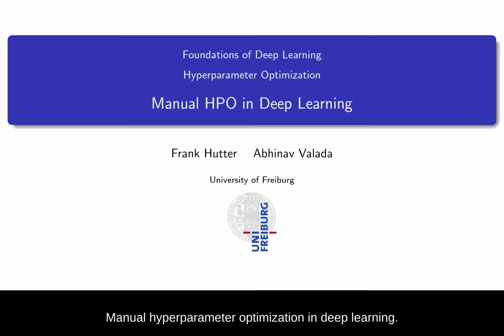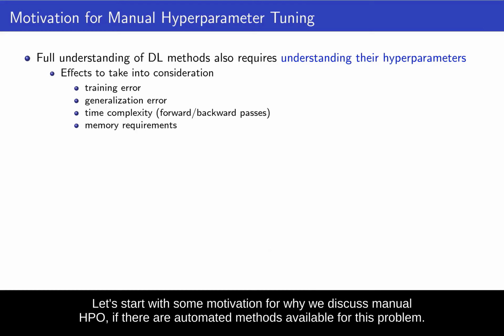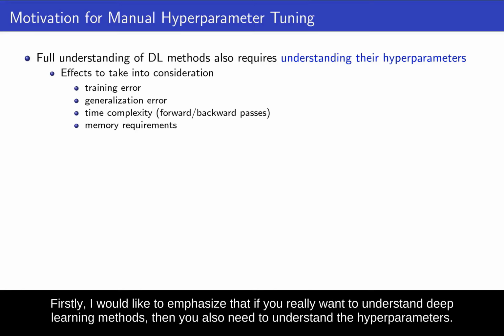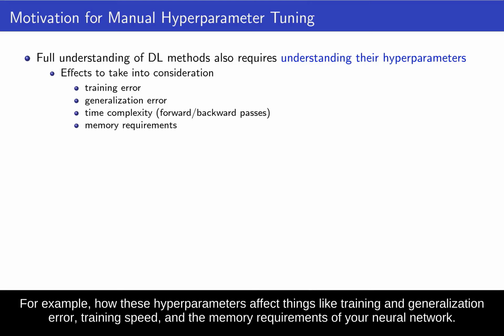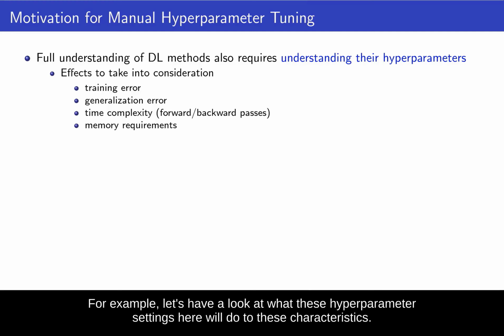Manual hyperparameter optimization in deep learning. Let's start with some motivation for why we discuss manual HPO, if there are automated methods available for this problem. Firstly, I would like to emphasize that if you really want to understand deep learning methods, then you also need to understand the hyperparameters. For example, how these hyperparameters affect things like training and generalization error, training speed, and the memory requirements of your neural network.